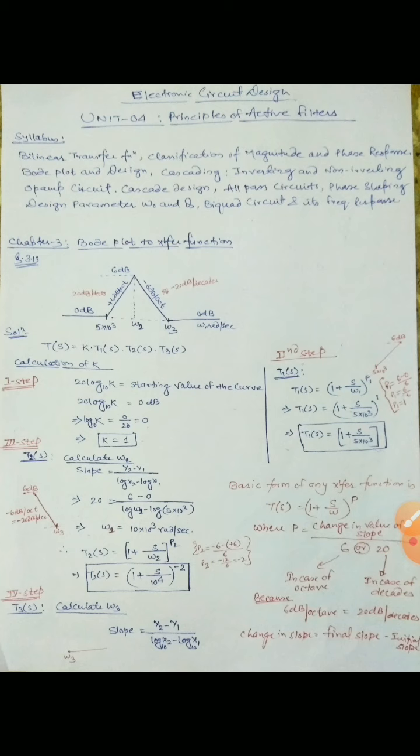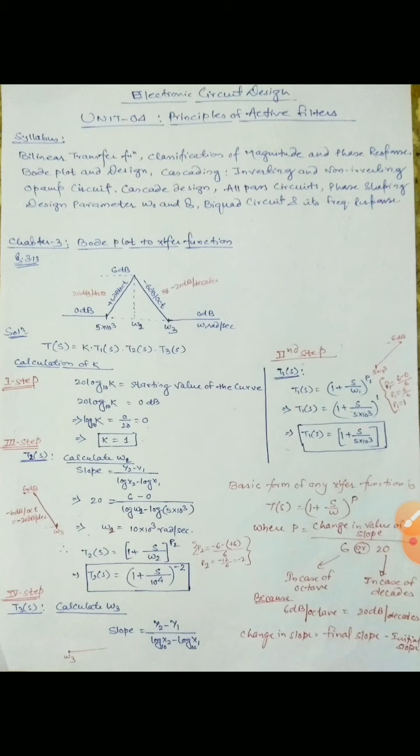The basic method behind the generation of the transfer function with the help of Bode plot is that the complete transfer function will be divided into different sub transfer functions, and those sub transfer functions are to be calculated based on the change in the value of the slope. So if we consider this particular question, here there are three different positions where the slope of this Bode plot is going to change.